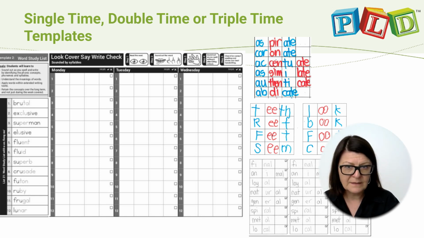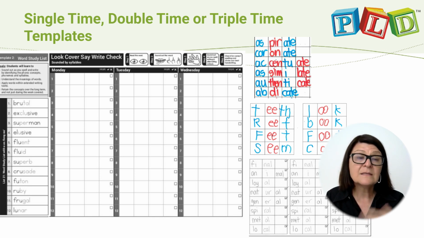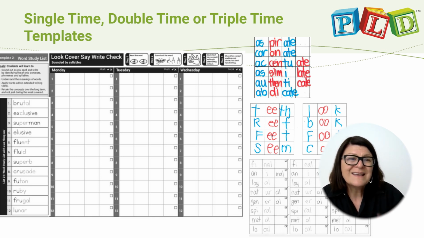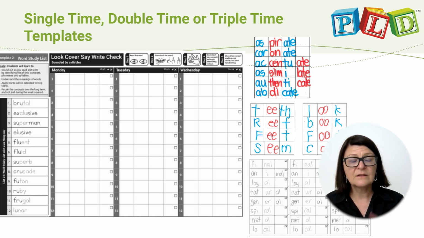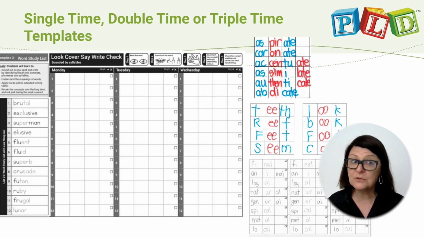Look at your templates. If rewriting the words once a day is not strong enough and not intensive enough, there's double time or triple time. The word is teeth, teeth. Now map it, teeth, and again double time, teeth. And if we have to, we'll do it triple time, teeth.